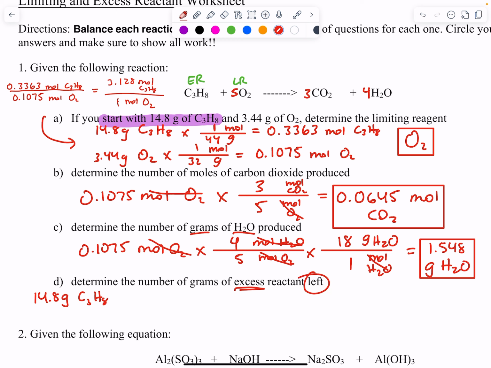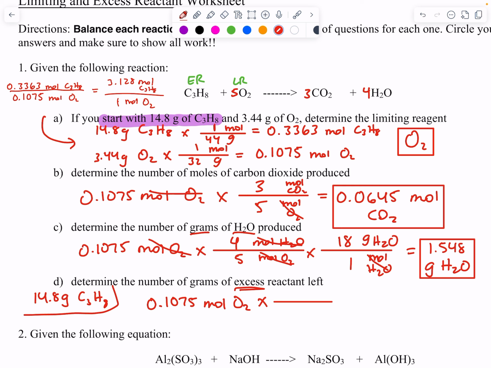How many do I have left? Well, first I got to figure out how much I used. Once I figure out how much I used, then I can figure out how much I have left. So we're going to put this little number to the side. In order for me to find out how much I used, I have to use my limiting reactant, 0.1075 moles of O2. This is going to tell me, to the ratio of amount of moles I have for oxygen, how much propane was needed to proceed with the reaction. So I will multiply by a fraction, follow my map.